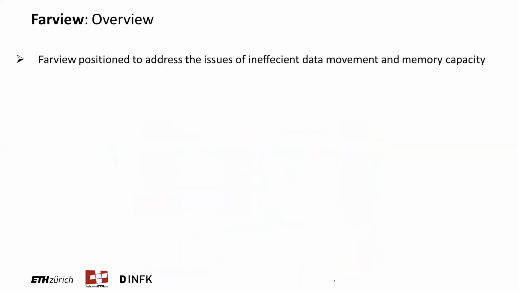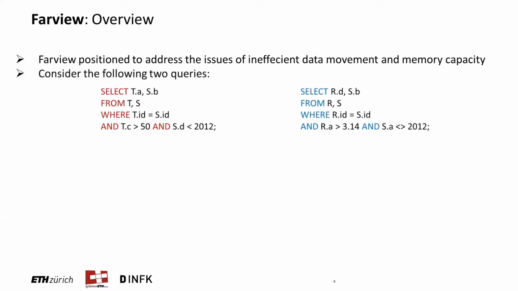Now, we position Farview to make the most of disaggregated memory to address the issues of inefficient data movement and memory capacity. We do this by provisioning the memory for query processing nodes on demand and by offloading certain portions of the processing directly to the Farview nodes. Now, to showcase the advantages of this approach, consider, for instance, the following two queries. Both of them can, for example, read large amounts of data just to discard most of it.